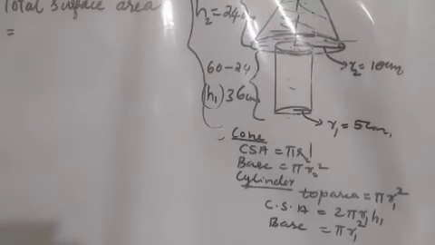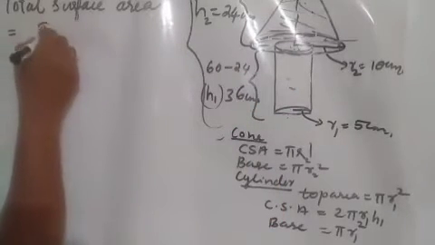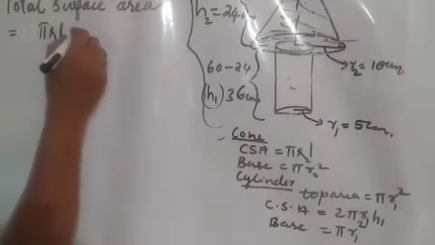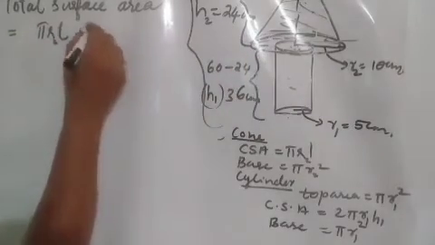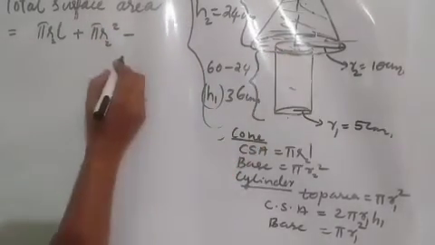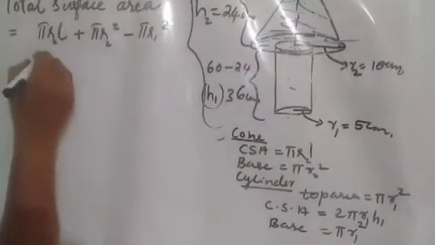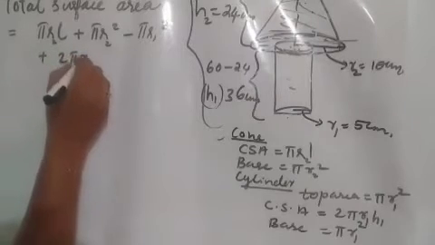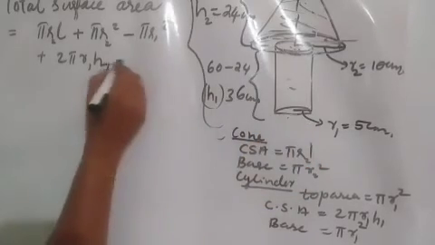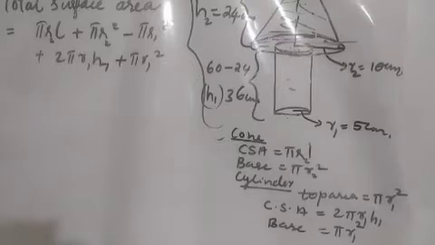Surface area of the toy equals the curved surface area of the cone, that is pi r2 l (we took r as r2, the second radius), plus the base of the cone, pi r2 square. Then we have to subtract the top area of the cylinder, that is pi r1 square. Then we add the CSA of the cylinder, 2 pi r1 h1, and the base area of the cylinder, that is pi r1 square.